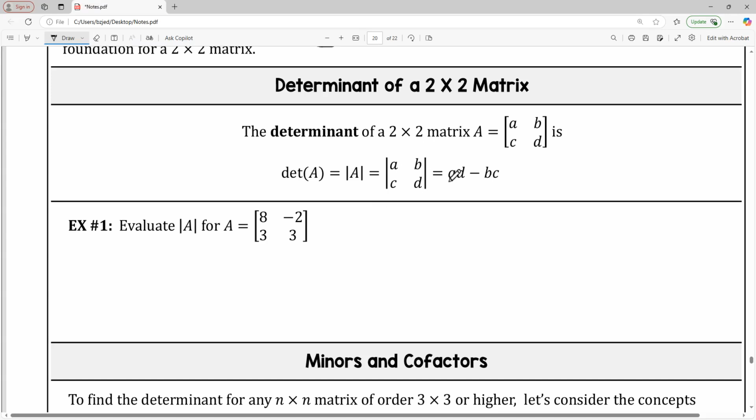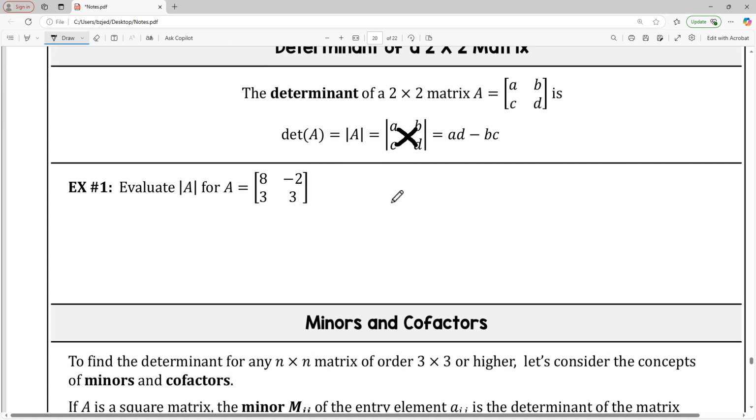And the formula for the determinant would just be A times D minus B times C. So it's just this diagonal minus this diagonal. It's A times D minus B times C. It's this diagonal minus this diagonal. Okay, let's see it at work.